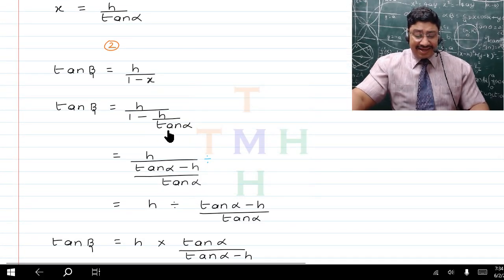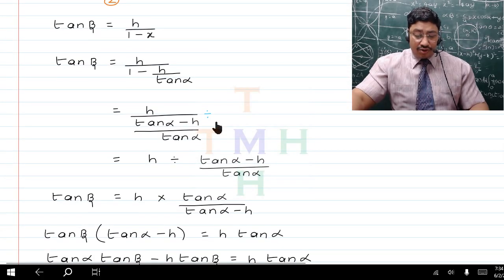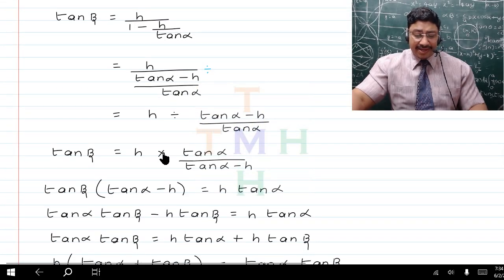Now further, as there are fractions, we take an LCM. The LCM becomes equal to tan alpha, and here we have tan alpha minus h. Now as this is one fraction divided by another fraction, the whole denominator has the division sign here. So further, we write it with the division sign so that we can remove some confusion, and then we can convert the division sign to a multiplication sign. After that, we write the reciprocal of this fraction, that is, we have tan alpha divided by tan alpha minus h.